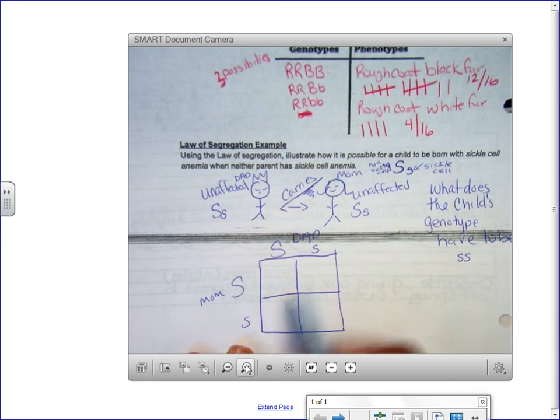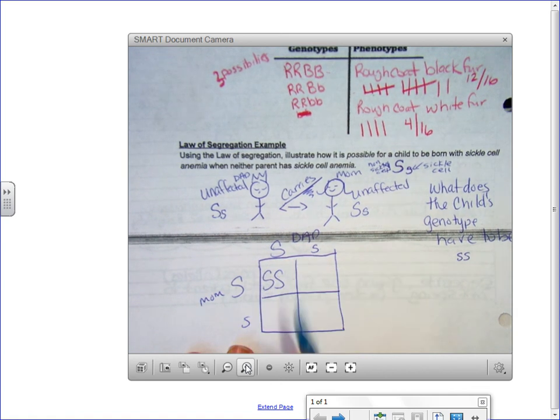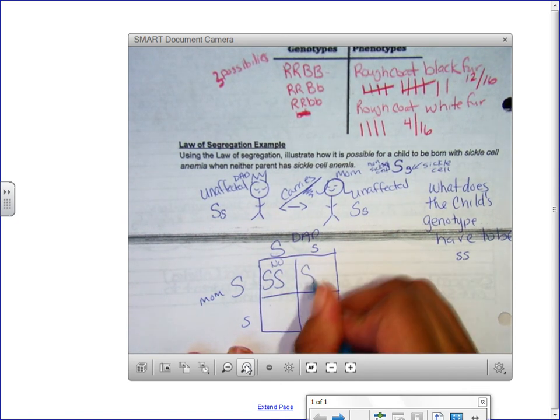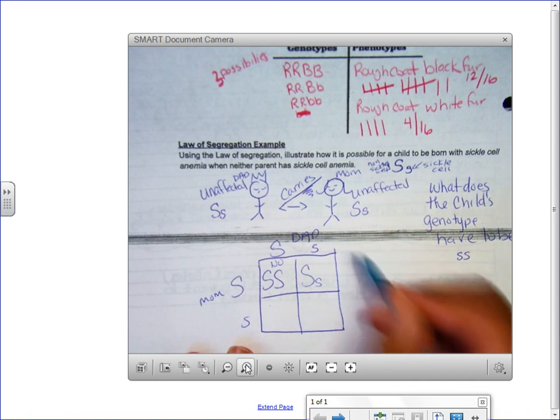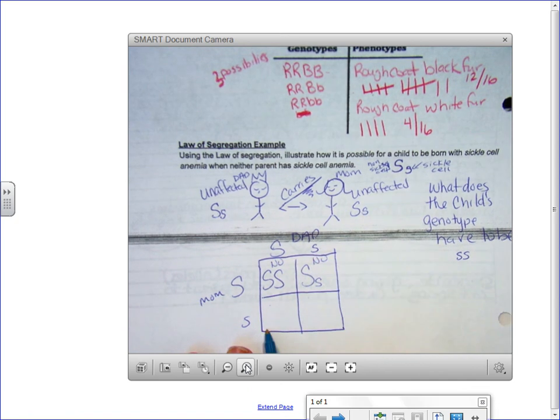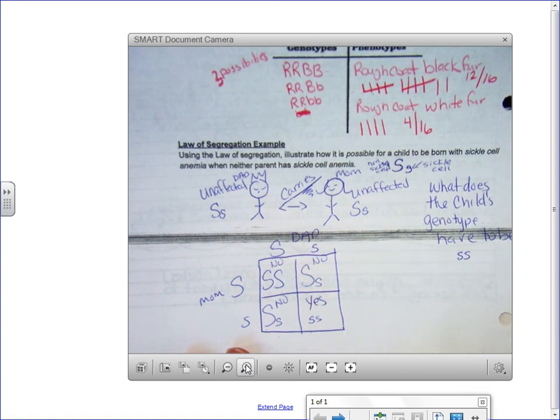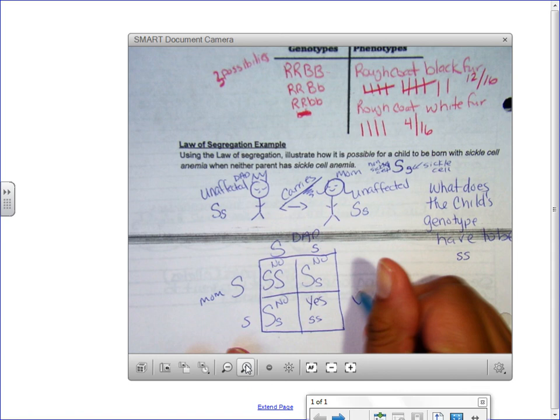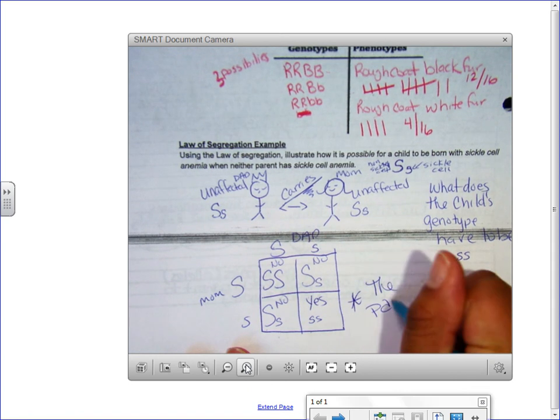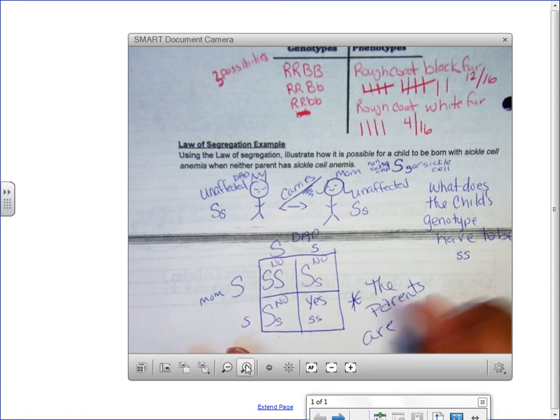What's one possibility? Dominant S. Does this child have sickle cell? No. What's the possibility here? Dominant S. Does this child have sickle cell? No. What's this possibility? Dominant S, recessive s. Does this child have sickle cell? No. What's this possibility? Does this child have it? Yes. This is how it happens. The parents have to be what? Again, the answer is the parents are carriers.